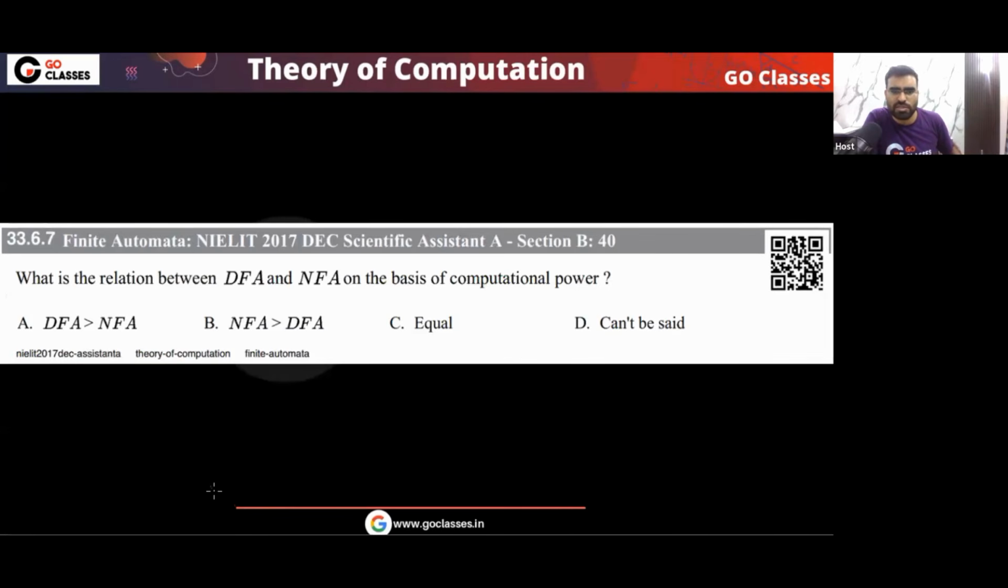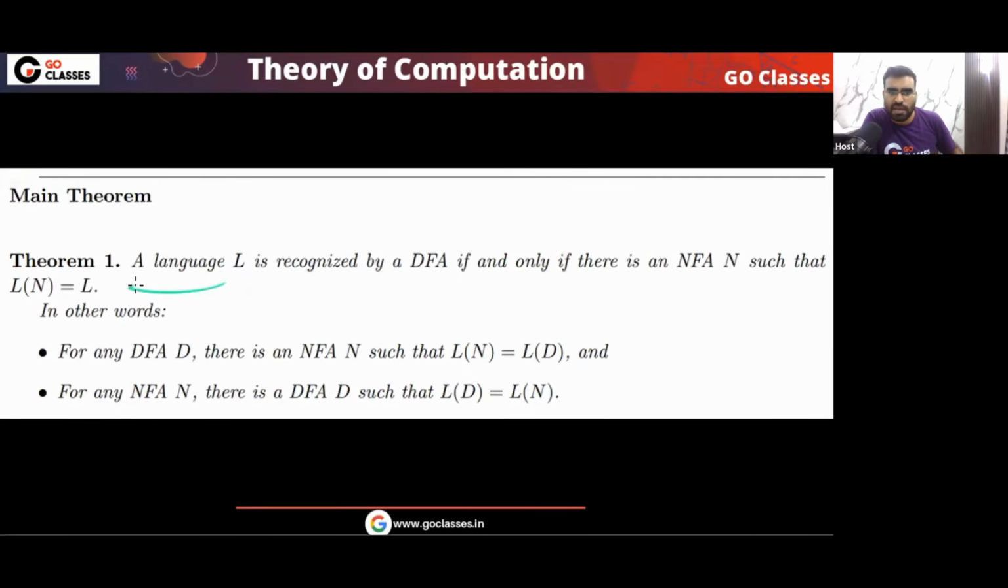Tell me the answer for this question. This is nearly a 2017 question. What is the relationship between DFA and NFA on the basis of computational power? Who is more powerful? DFA and NFA are equally powerful. We have already seen that a language is recognized by a DFA if and only if it is recognized by an NFA. For every DFA, there is an NFA, and for every NFA, there is a DFA, accepting the same language.